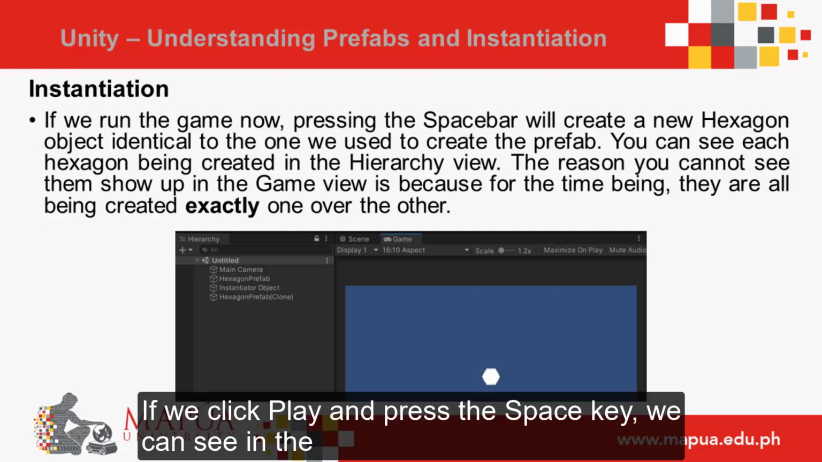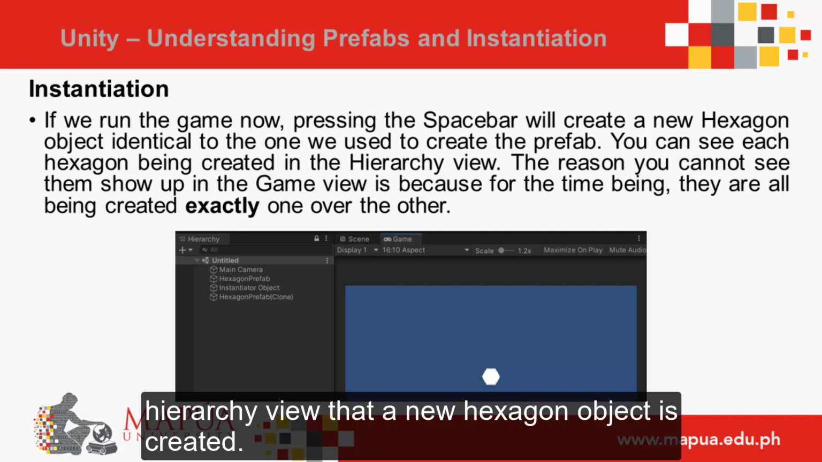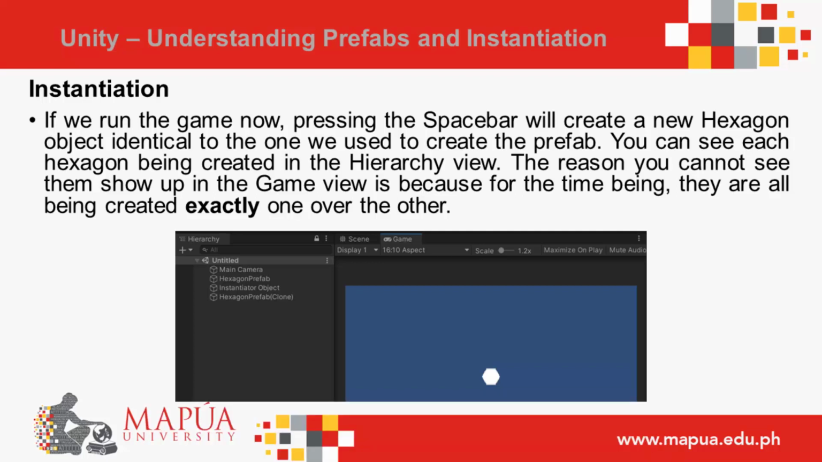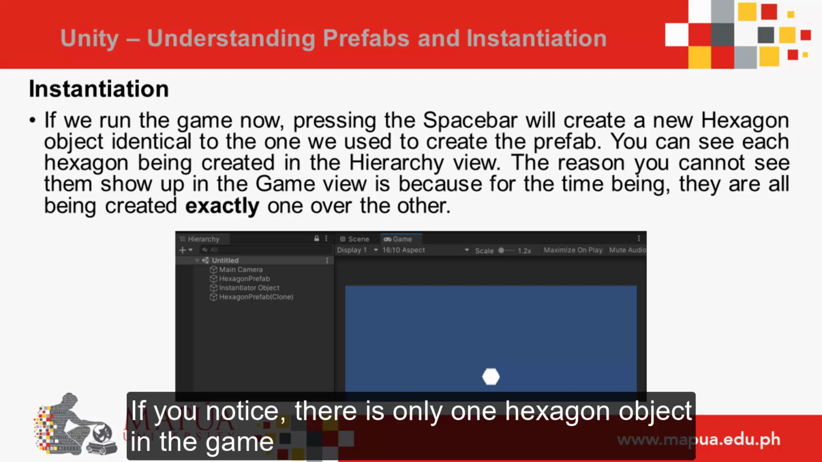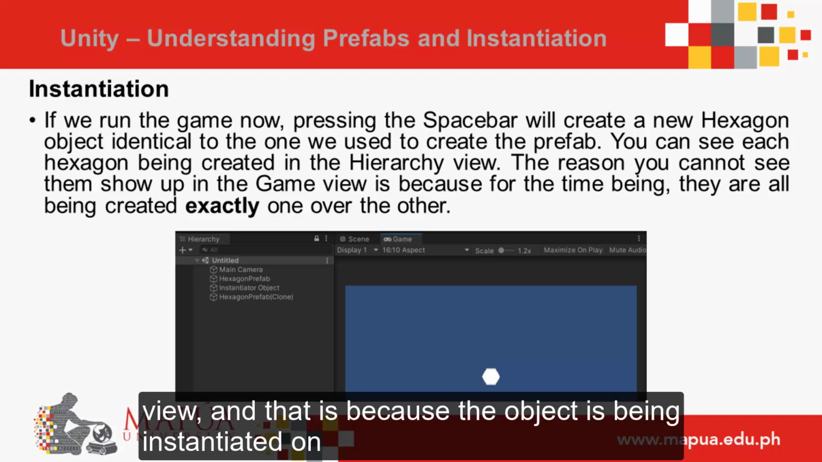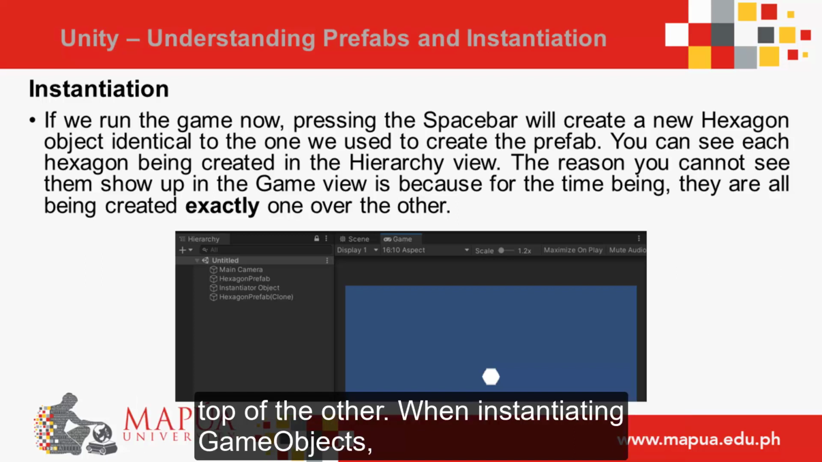If we click play and press the space key, we can see in the hierarchy view that a new hexagon object is created. If you notice, there is only one hexagon object in the game view, and that is because the object is being instantiated on top of the other.